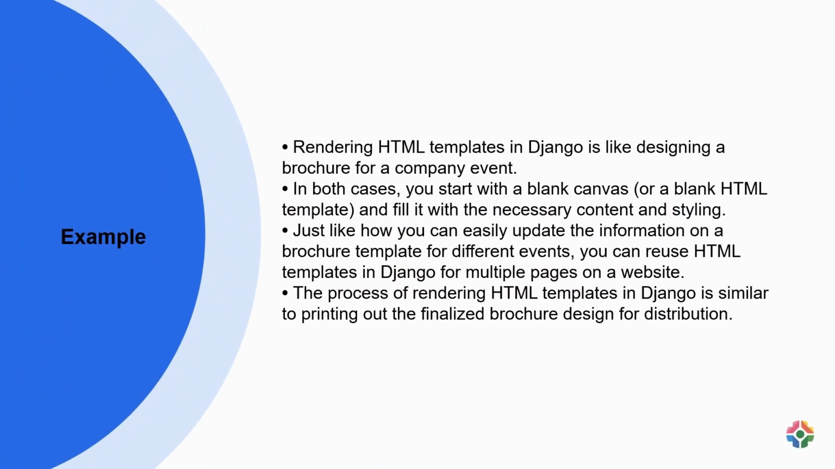Rendering HTML templates in Django is like designing a brochure for a company event. In both cases, you start with a blank canvas or a blank HTML template and fill it with the necessary content and styling. Just like how you can easily update the information on a brochure template for different events, you can reuse HTML templates in Django for multiple pages on a website. The process of rendering HTML templates in Django is similar to printing out the finalized brochure design for distribution.